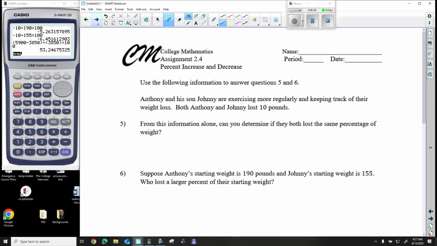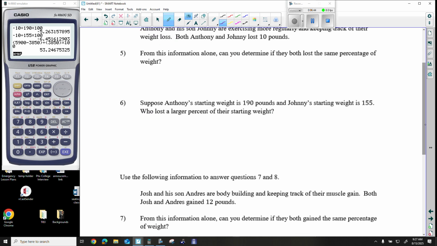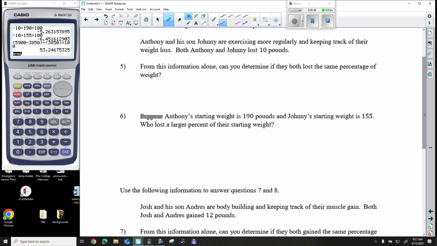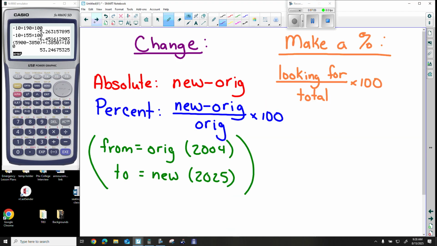All right. Last question that I kind of want to talk about is number 5. Here's the scenario. Anthony and his son Johnny are exercising more regularly and keeping track of their weight loss. Both Anthony and Johnny lost 10 pounds. Okay, from this information alone, can you determine if they both lost the same percentage of weight? So let's talk about the percentage of change.